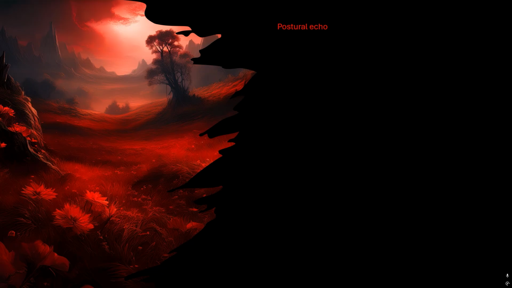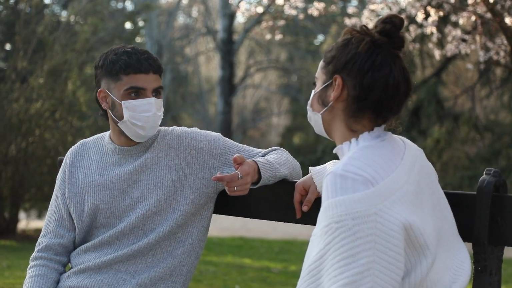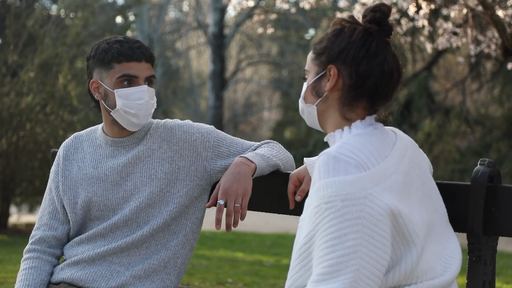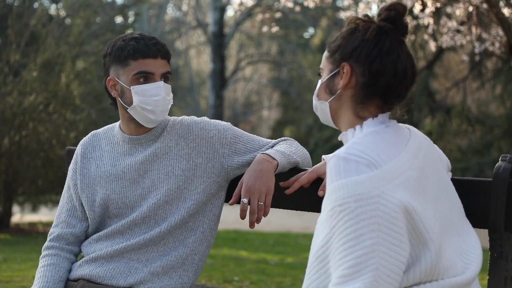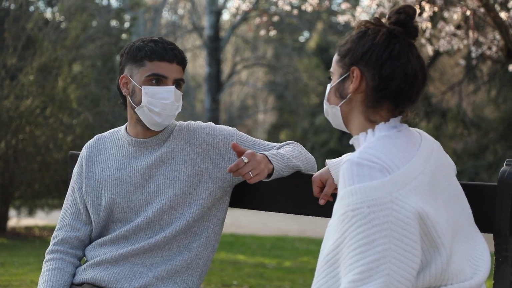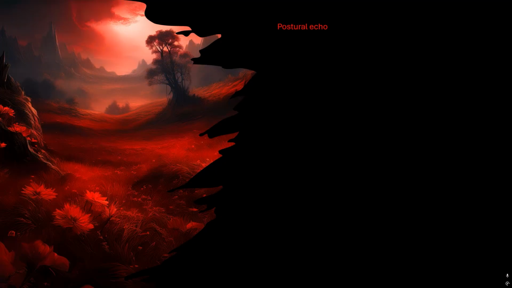Postural echo. This occurs when one person subtly mirrors another person's body language. It often reflects rapport and empathy between two people. This study looked at postural echo. Participants interacted with a confederate who either mirrored their posture, so copied what they were doing subtly, or did not, while introducing a new product. And they found that when the confederate copied the participant's posture, participants liked the confederate more and had more positive attitudes towards the product, suggesting that postural echo can unconsciously increase persuasion and product appeal.